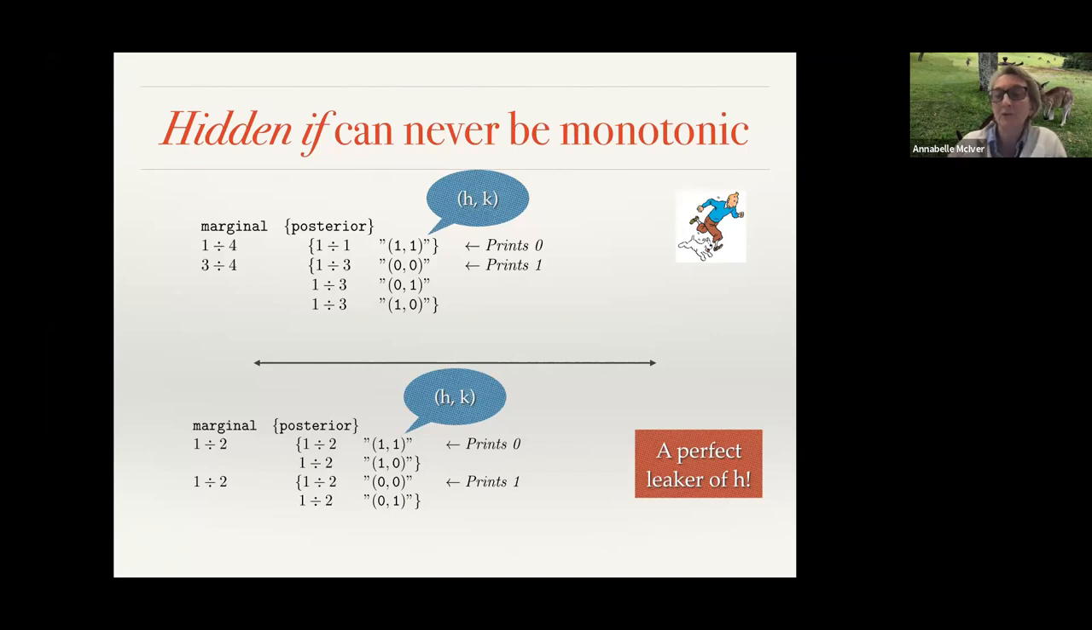Okay, so when we see print 0, then we definitely know that H was 0. And if we see print 1, then we see that H was definitely 1. And after all, H and K are both supposed to be secrets in this program. So that's how, once you start wanting to have a programming language, you can start saying, well, what are the nice constructs that you can have? And so hidden if is never a good idea.